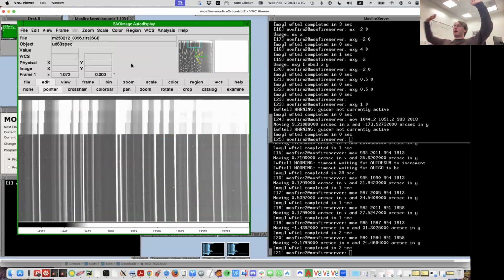Yep. So we have 2.5 more exposures left. Then very quickly slew over to our standard, and then take another one of these centaurs.